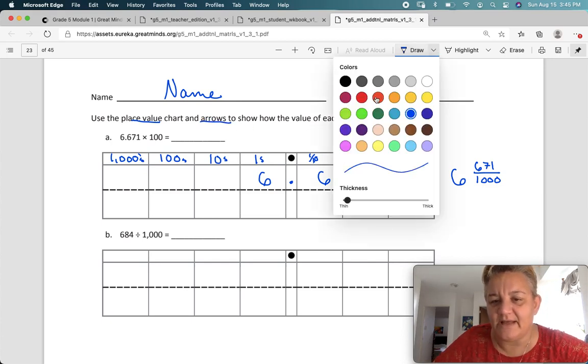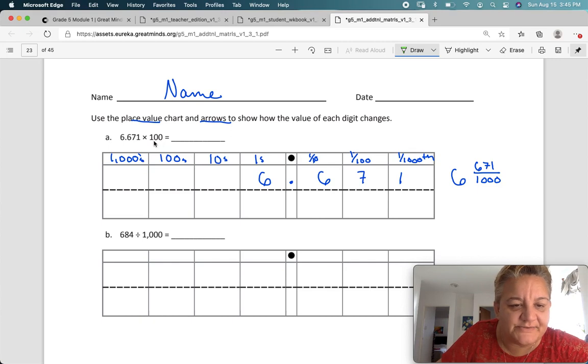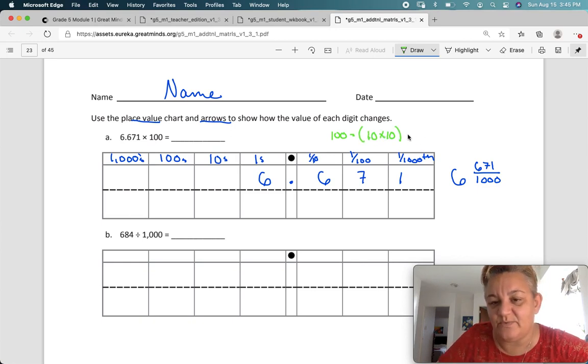So I'm going to get out my red, I think. Or maybe green. Green's a nice color. And I'm going to show you my arrows. So here we're multiplying by 100. So you know that 100 equals 10 times 10. And very soon we're going to do some exponents, so I can show you that now, which equals 10 squared, right?